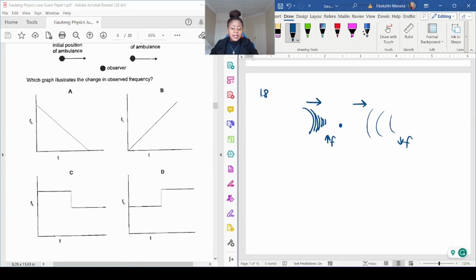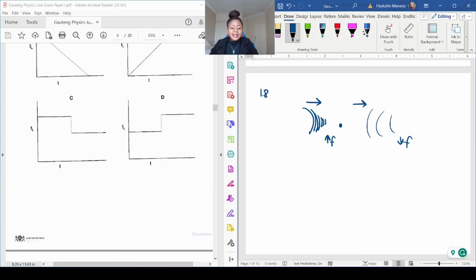Or does it start increasing even after they leave? Think about it practically. If something approaches you, the sound becomes intense, and then once it leaves, it becomes less. So neither of these, A and B, would represent it quite well. It's not linear like that.